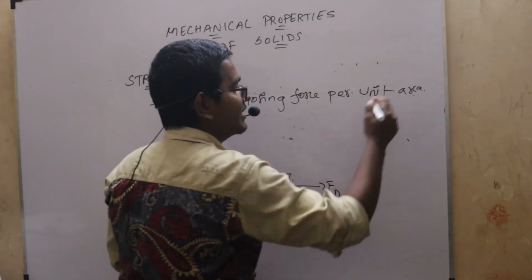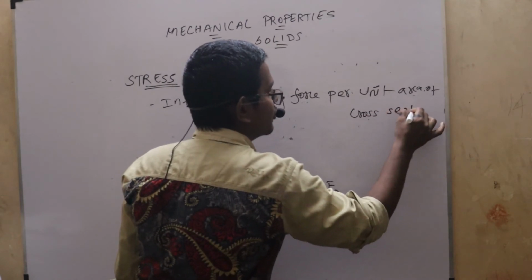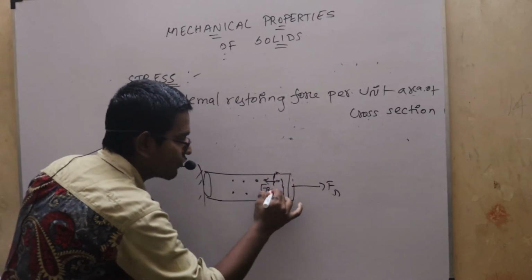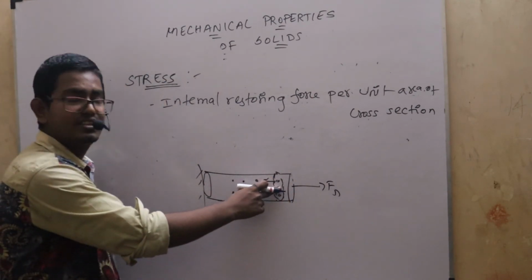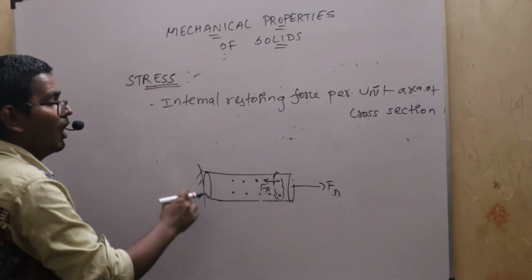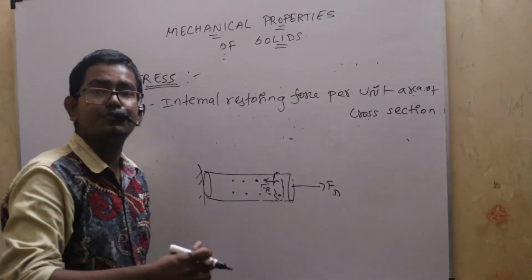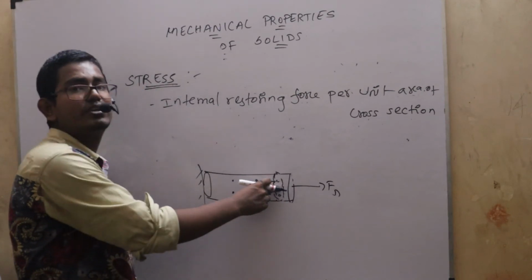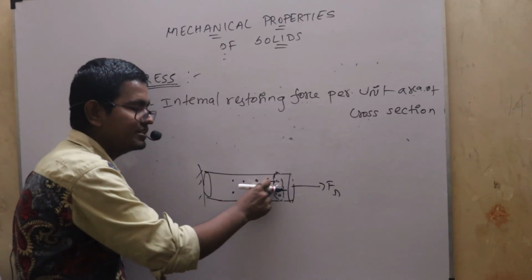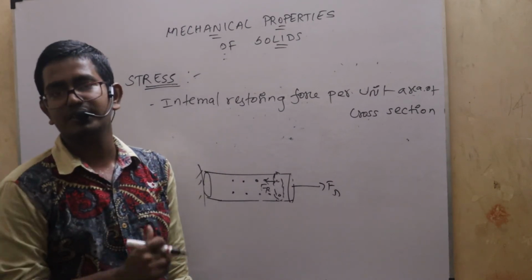Actually, it's not an area, it's an area of cross section, or you can say cross sectional area. For example, if I am considering this as a unit of area of cross section, then how much restoring force is getting generated inside this unit area when I am applying the deforming force is only known as stress.